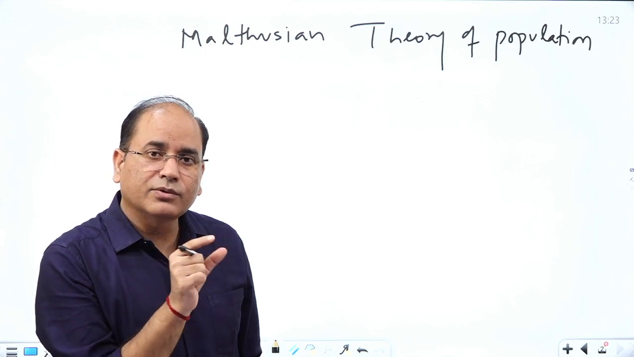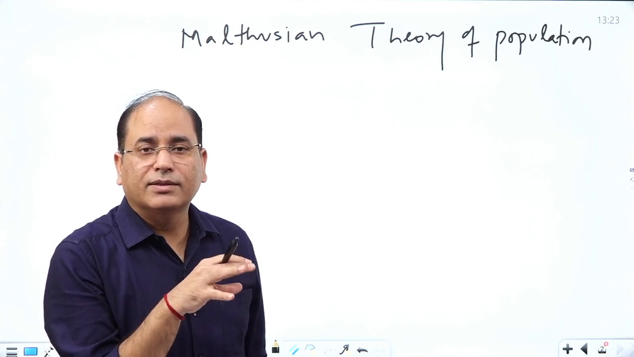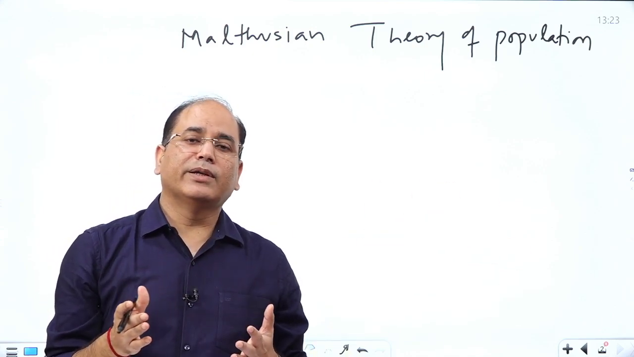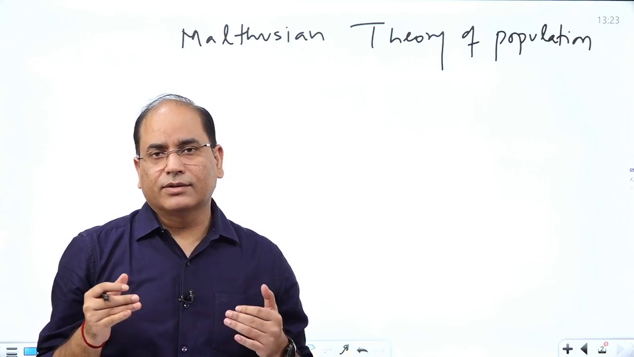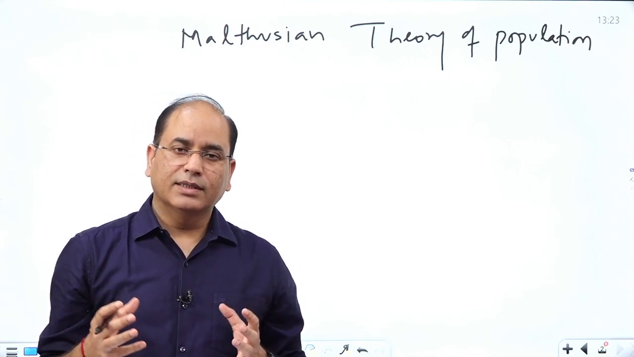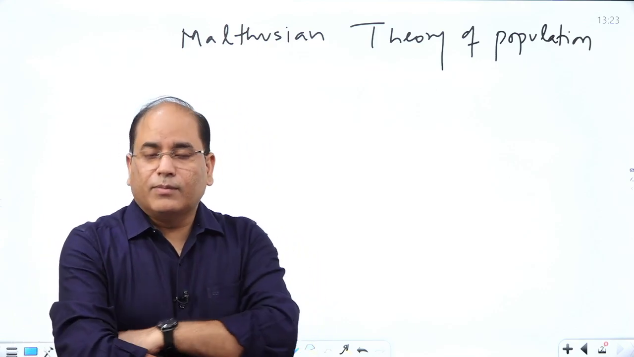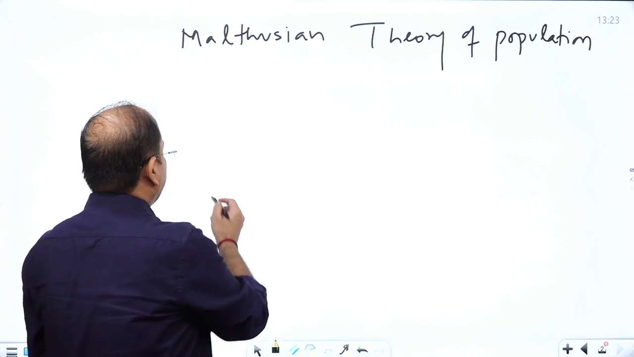So the topics of the social issues will become more clear when you have an understanding of these theories. It is not that these theories are associated only with the geography optional; in fact, it is going to be helpful for the GS topics also. Now, Robert Malthus was a British economist and historian.